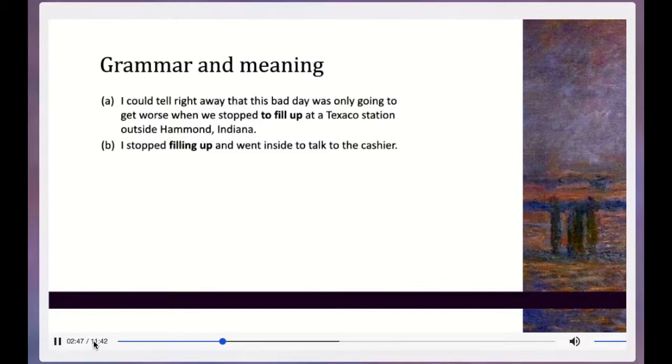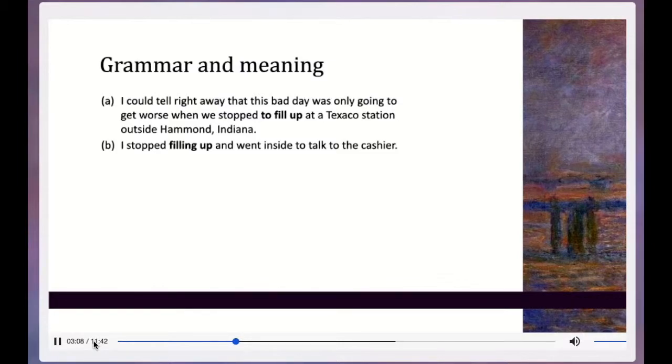One could imagine that such a small difference in grammatical structure would not result in a difference in meaning, but it does. Stop to fill up means stannade för att tanka, while stopped filling up means slutade tanka. This shows that grammar is indeed related to meaning.